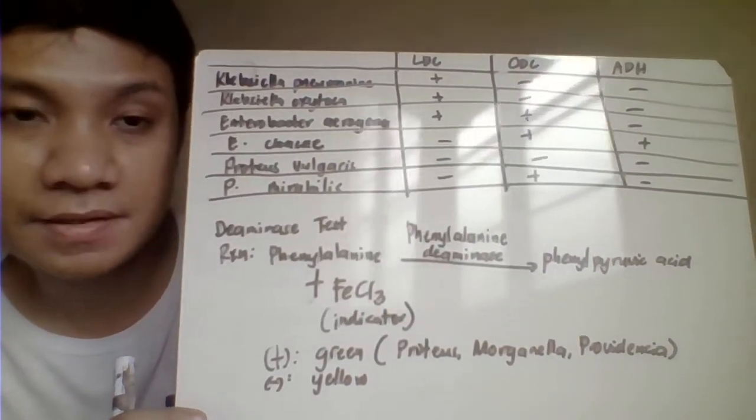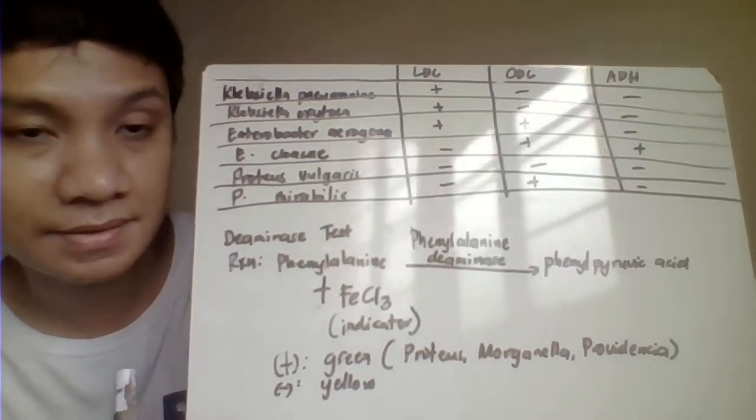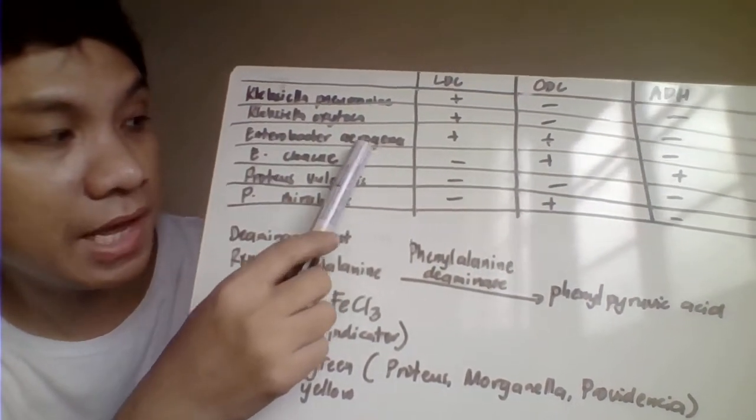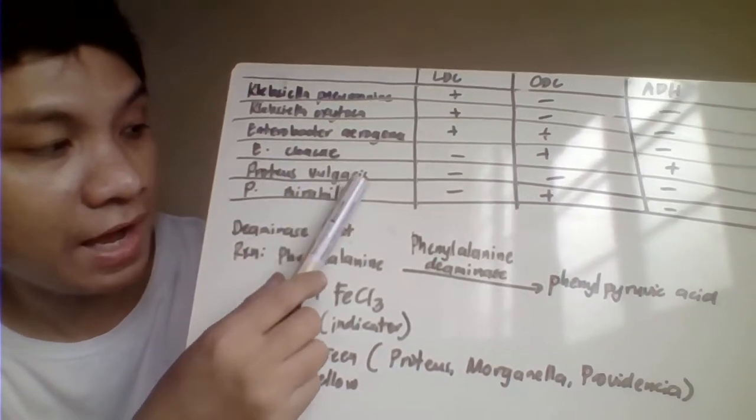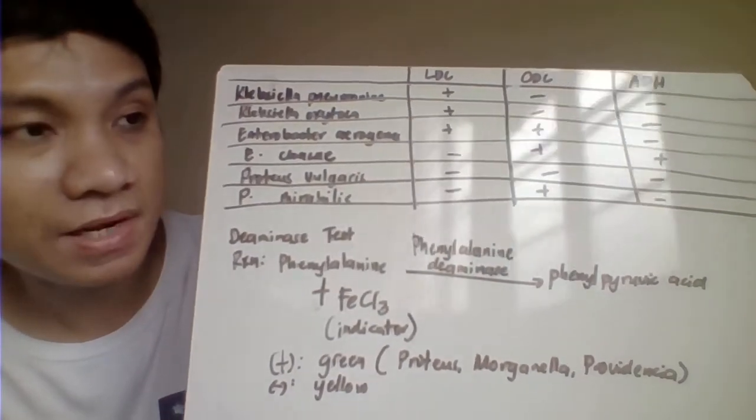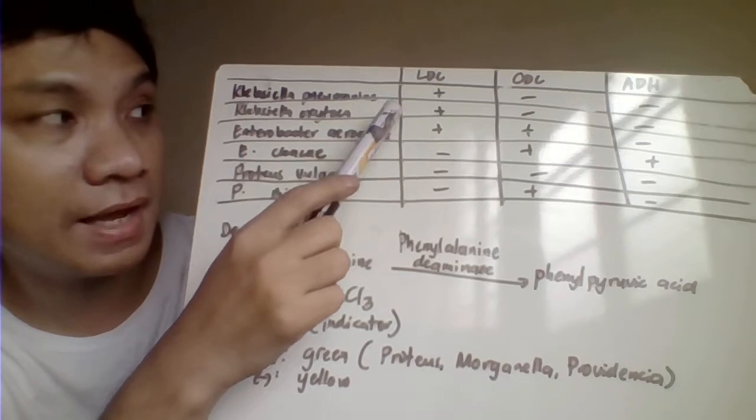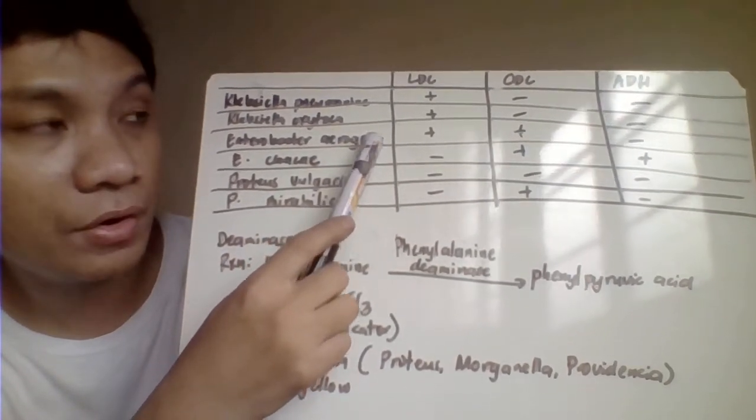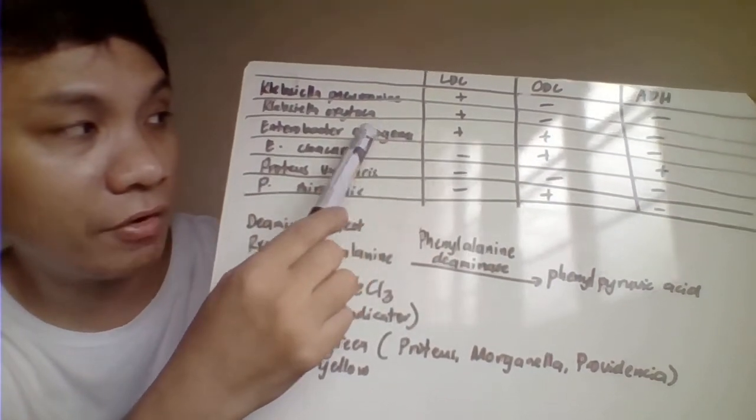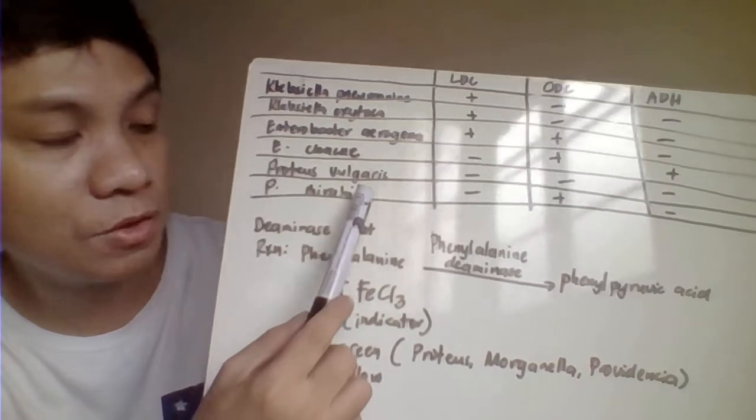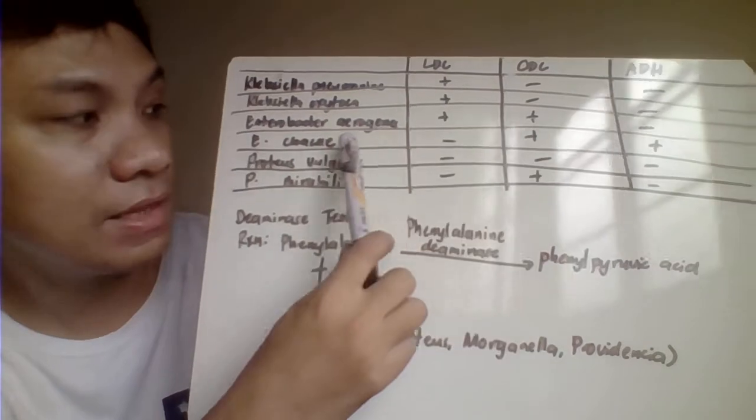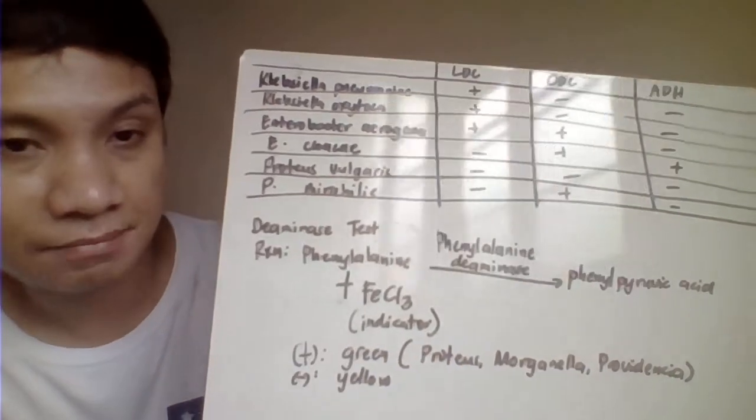So we have here some of the results with your decarboxylase test: Klebsiella pneumoniae, Klebsiella oxytoca, Enterobacter aerogenes, Enterobacter cloacae, Proteus vulgaris, and Proteus mirabilis. For lysine decarboxylase, only Klebsiella pneumoniae and Klebsiella oxytoca plus Enterobacter aerogenes are positive. In the ornithine decarboxylase, only Enterobacter aerogenes and cloacae plus Proteus mirabilis are positive. But in case of arginine dihydrolase, the only positive here is Enterobacter cloacae.